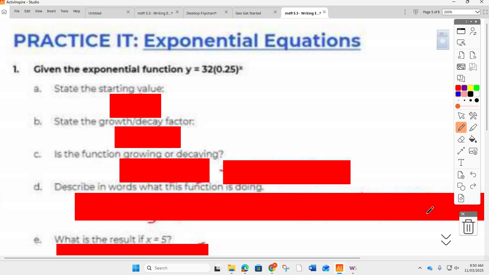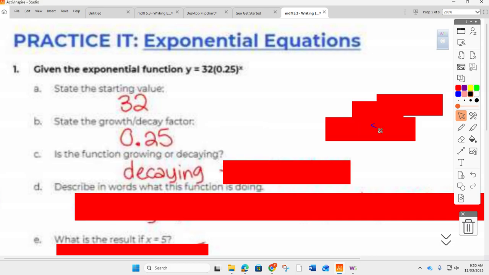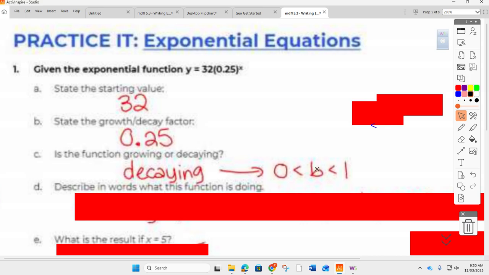What did you get for the starting value, Kayla? Good. What did you get for the growth or decay factor, Taj? Would you say the function is growing or decaying, Kevin? How do you know? Yeah. So remember, it's going to be less than 1 and greater than 0. So it can't be negative. Can't be 0.